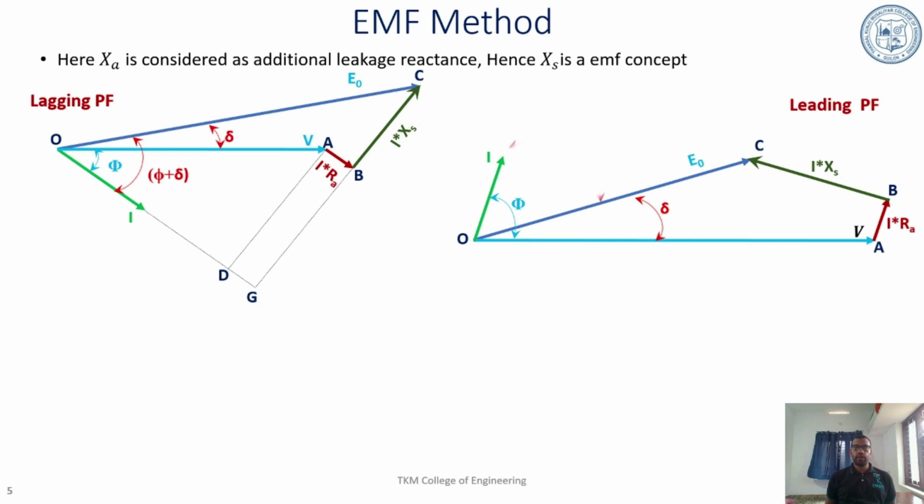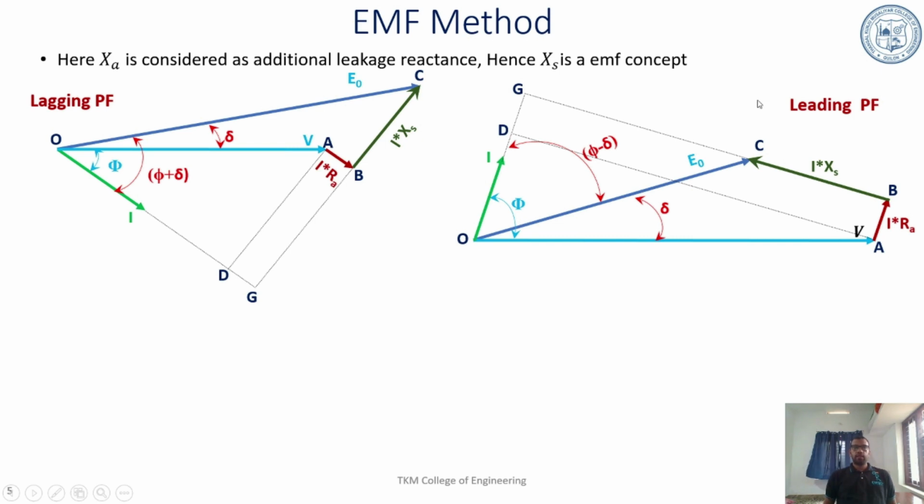Angle between E0 and I is, here also we can create two right angle triangle similar to lagging case. For that, extend I up to G, then extend B and C towards G, forms a right angle triangle OGC. Then from the tip of V, that is at point A, draw a line which is parallel to BG, which will meet at OG line at point D. Now we can have two right angle triangles similar to lagging case, that is OGC and OPA.